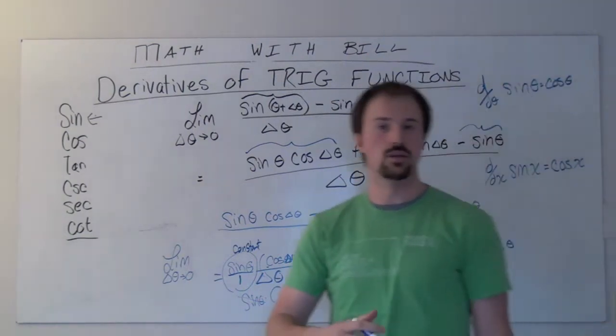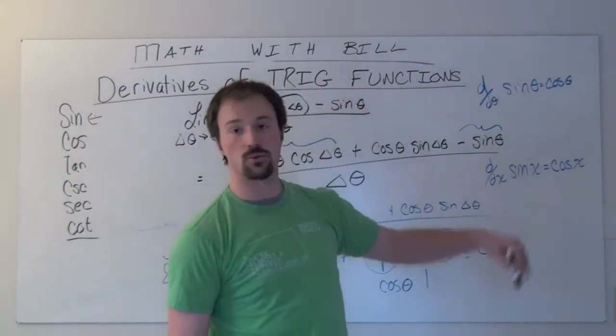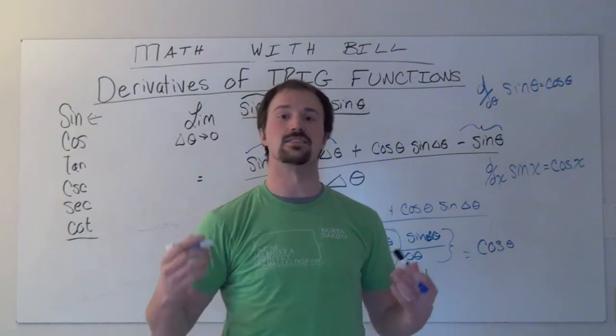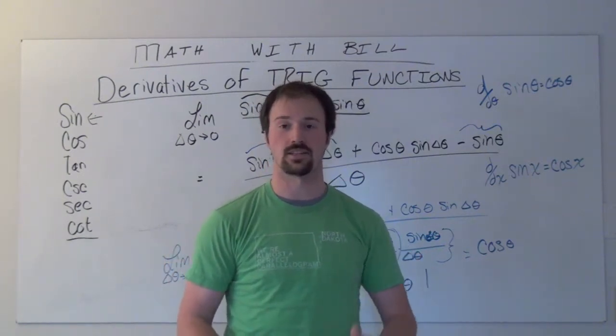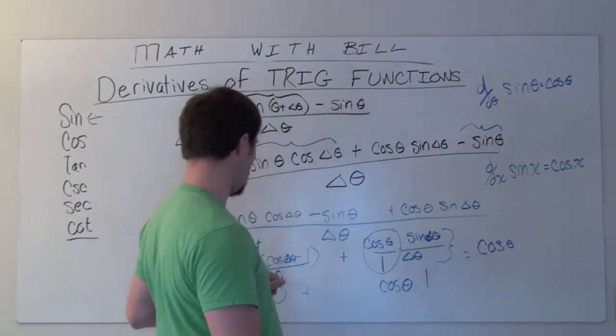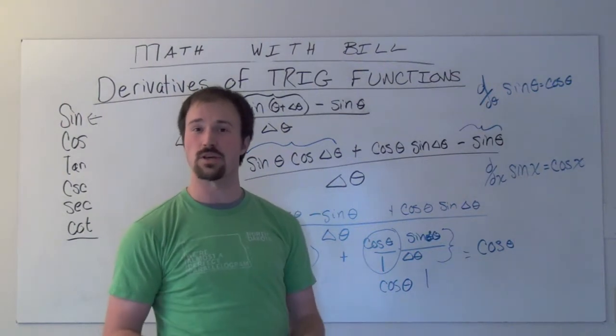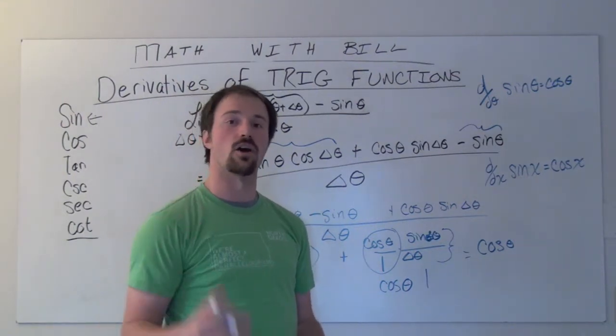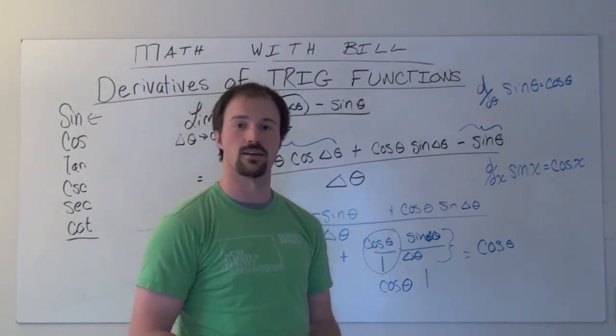In summary, the derivative of sine is cosine. In the next couple of videos, first you should check out this limit and how that comes to be, as well as our other 5 trig functions.